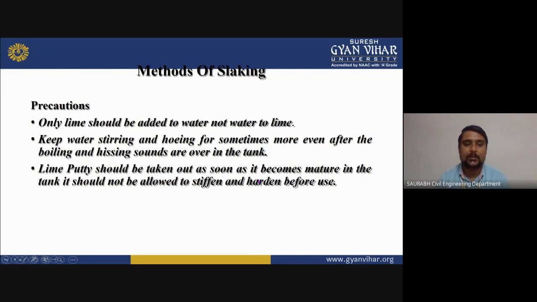Here, what are the precautions? As you can see, only lime should be added to the water, not water to lime. Keep the water stirring and hoeing for some time more, even after the boiling and hissing sound are over in the tank. Lime putty should be taken out as soon as it becomes mature in the tank. It should not be allowed to stiffen and harden before use. It means if it is hardened, the binding properties will be finished in this lime putty. So we need to take the lime putty into the work before it goes into the hardening stage.